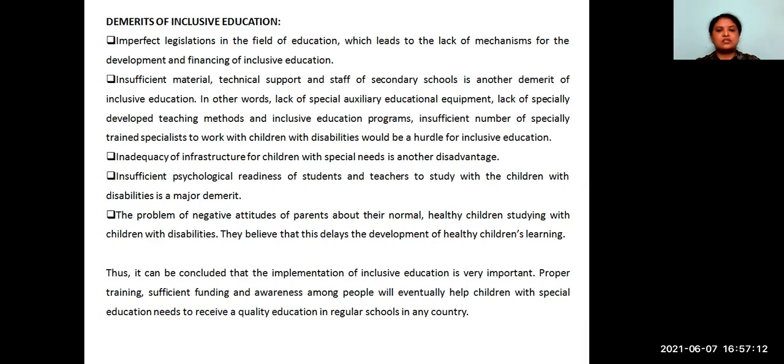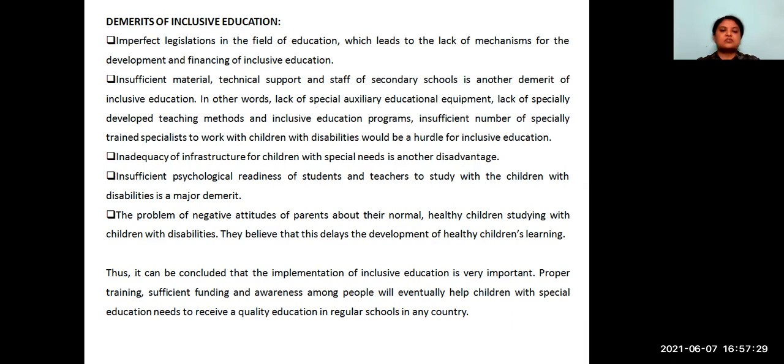Insufficient psychological readiness of students and teachers to study with the children with disabilities is a major demerit. The problem of negative attitudes of parents about their normal, healthy children studying with children with disabilities, they believe that this delays the development of healthy children's learning.